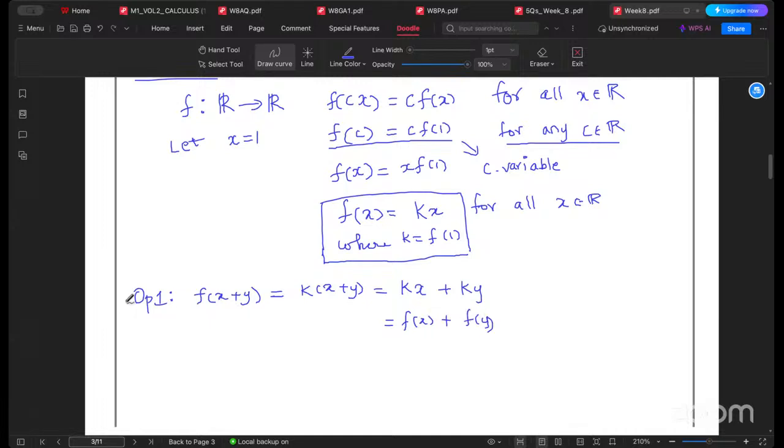So do we have the first option here? Is LHS equal to RHS? So you see that option 1 is correct. Is option 1 clear now? Yes, ma'am. Okay.